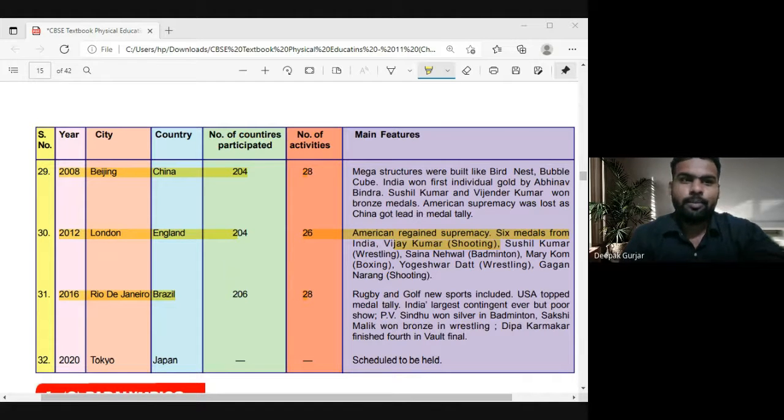Now you can search about the 2021 Olympics. What are the achievements of India? This is a very important thing you must know. I hope you understand the main features of the modern Olympics from the beginning till now. I hope you all got it.